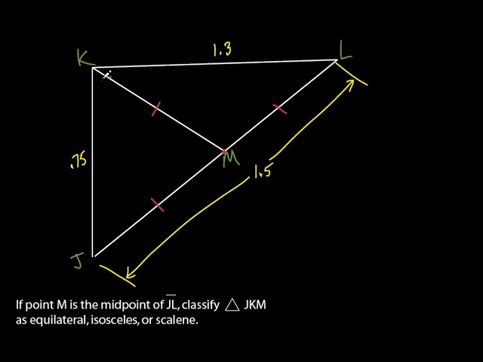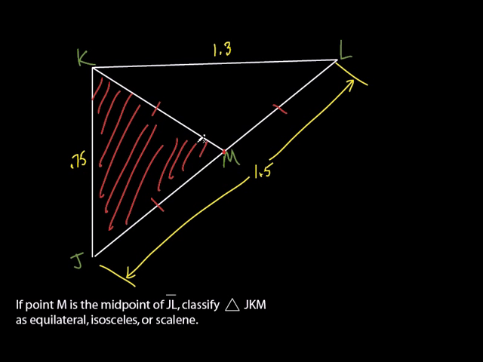It's this one. I'll just shade it in a little bit, just so you know which one we're talking about. So we want to classify that as equilateral, which means all three sides are equal, or isosceles, which means two of the sides are equal, or scalene, which means none of the sides are equal. And it says to explain your reasons.